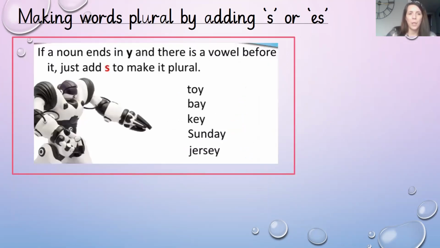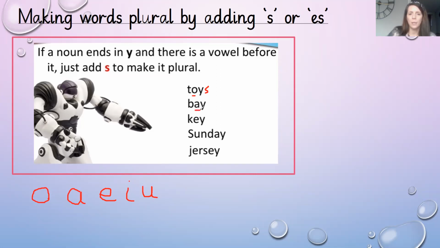Okay. If a noun ends in a Y and there is a vowel before it, we just add S to make it plural. Okay, so toy has an O, that's a vowel. Remember, our vowels are A, E, I, O, and U. So O is a vowel, so we just add S.